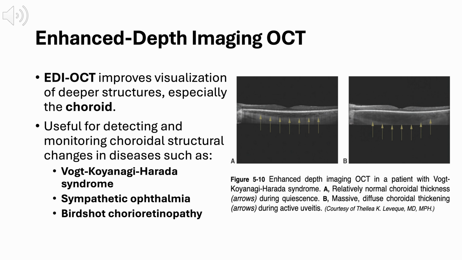Enhanced Depth Imaging OCT, or EDI OCT, is a variation that pushes the imaging deeper, dramatically improving visualization of the choroid, a layer standard OCT struggles to see well. That makes it especially useful for detecting and monitoring choroidal structural changes in the diseases where the choroid is the main battleground: Vogt-Koyanagi-Harada syndrome, sympathetic ophthalmia, and birdshot chorioretinopathy. In those conditions, following choroidal thickness with EDI OCT can be a sensitive gauge of disease activity and treatment response, catching change before it's clinically obvious.